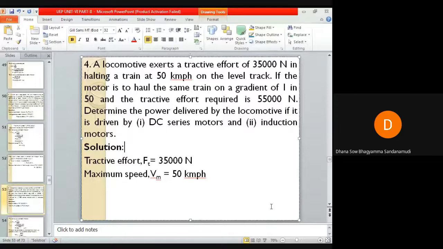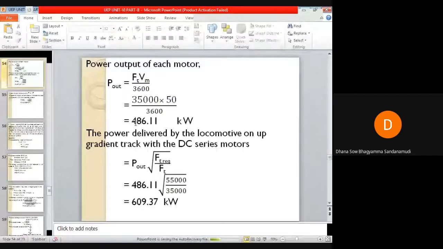Whenever you have these two terms, that is Ft, the tractive effort, and maximum speed, you can determine the power output. Just remember that. So the P out formula is Ft into Vm by 3600. Ft is 35,000 into Vm is 50 by 3600. You simplify it, you will get 486.11 kilowatts. If you want, you can convert this into watts and use it. I don't want to convert, I have left it as it is.